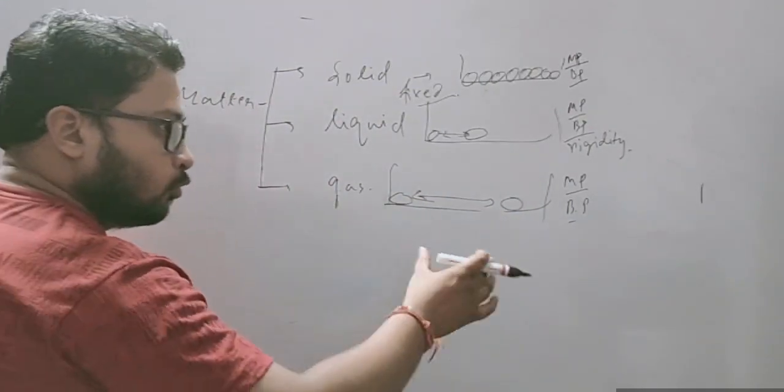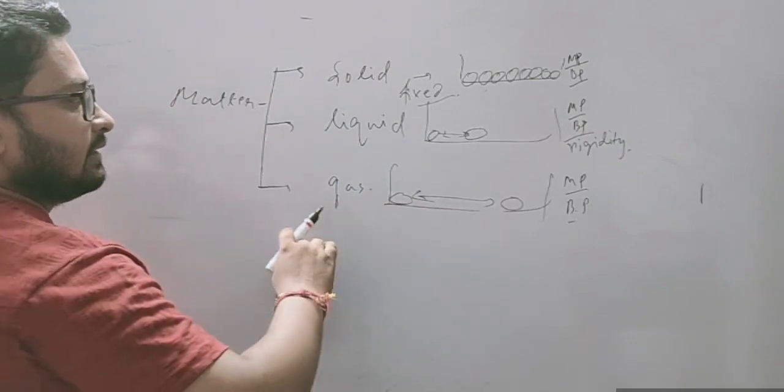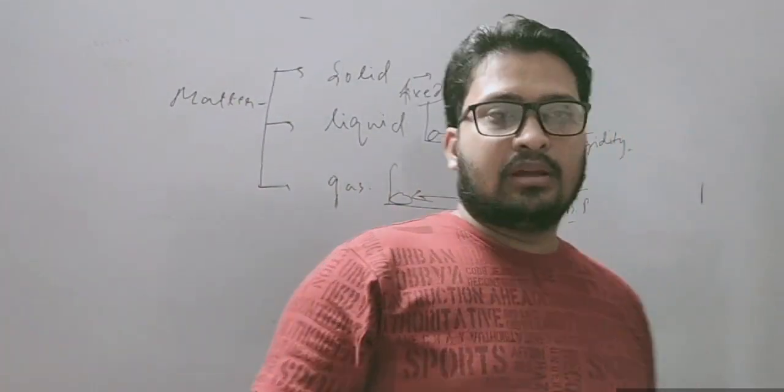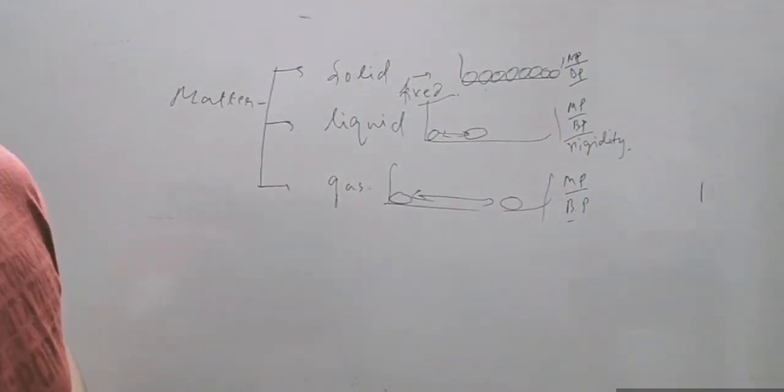So atoms can move randomly. So there is no fixed volume or fixed shape. Those are the basic things of matter.